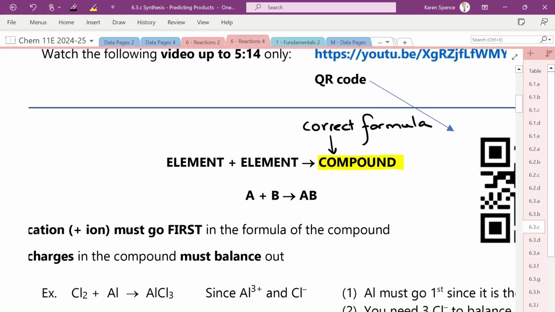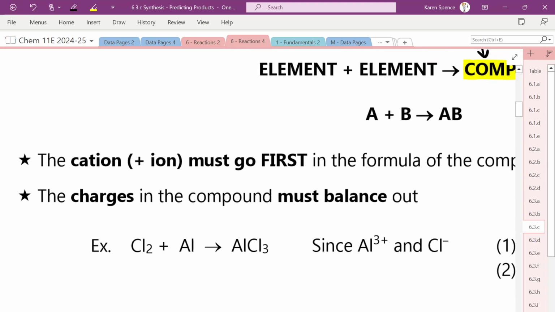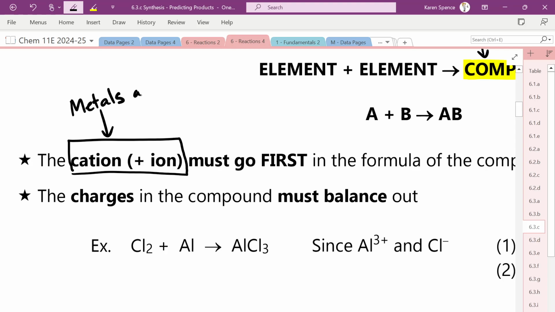Okay, so here's some things that people might do incorrectly. Things you need to do: you need to make sure your cation goes first. What kind of elements form cations? Metals and H. Okay, the charges in the compound must balance. So here's ways you could go wrong.